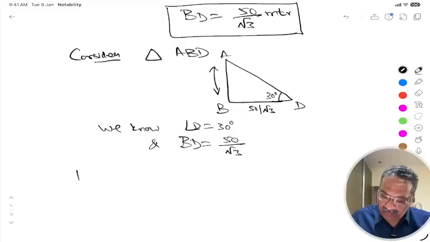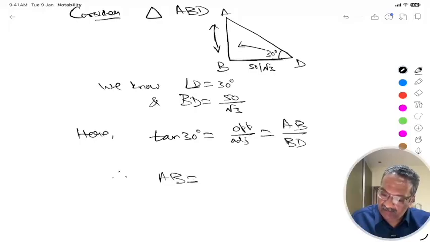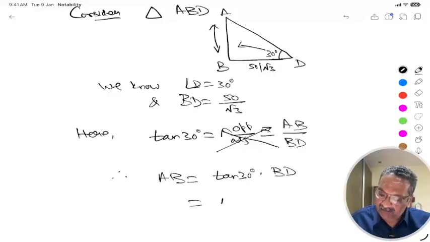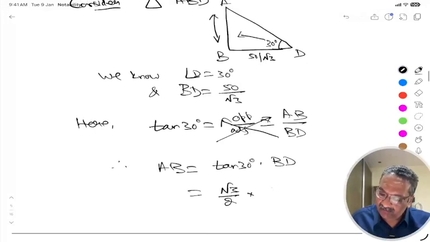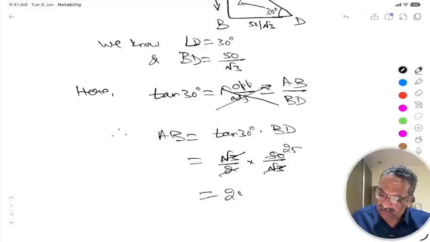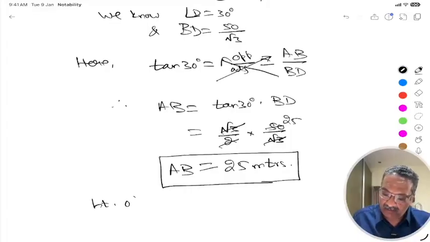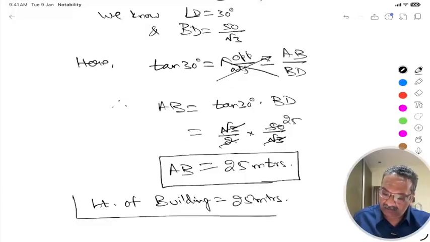So now here we have got tan 30 degree is equal to opposite by adjacent. So for 30 degree the opposite is AB. AB by BD. Therefore AB is nothing but cross multiply, tan 30 degree into BD. Tan 30 degree is root 3 by 2 into BD value is 50 by root 3. Root 3 cancels, 2 ones are 2, 25s are. So this is nothing but 25 meters. So we have got AB is equal to 25 meters. So height of building is equal to 25 meters. Alright. Okay.